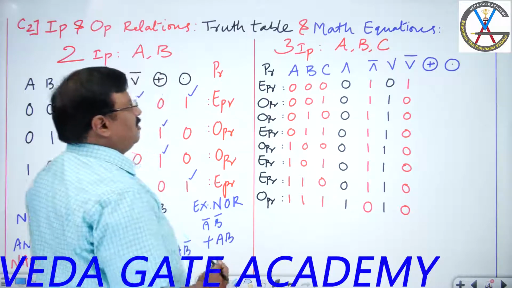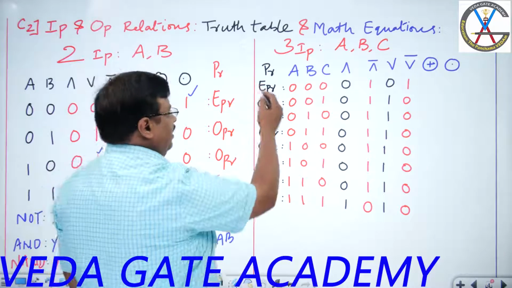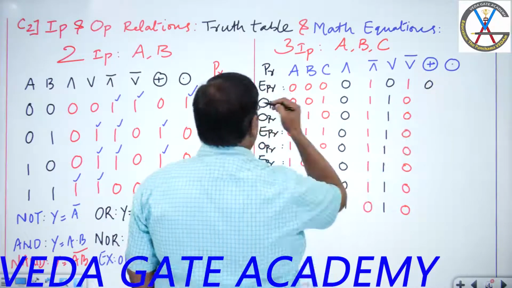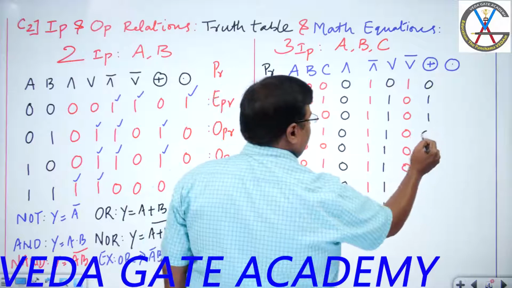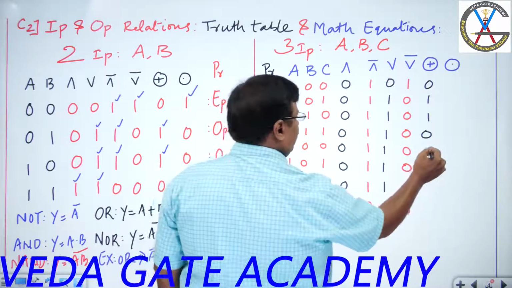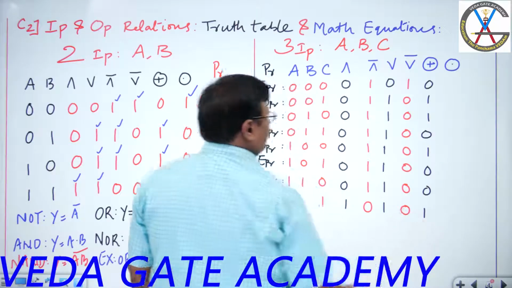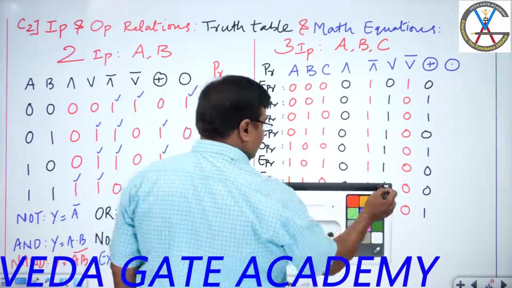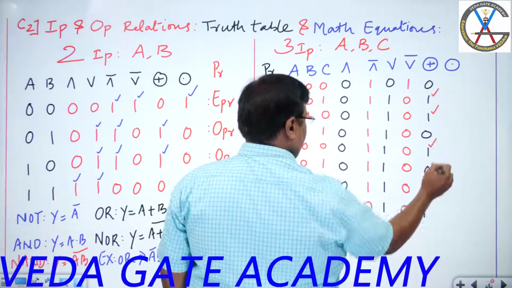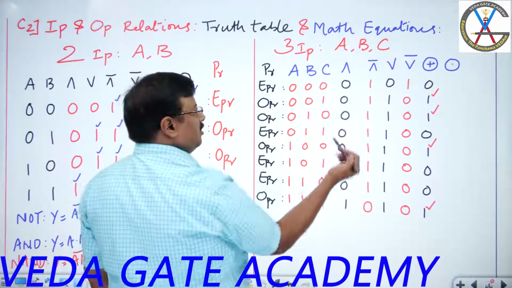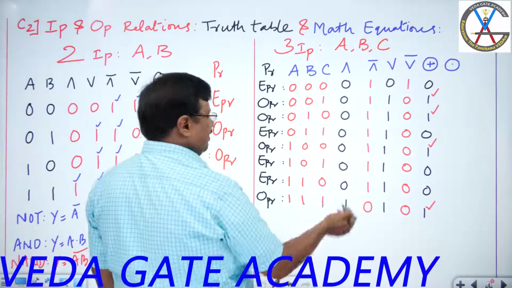So what is XOR? If there are an odd number of ones, output is 1; even number of ones, 0. First case even, so 0. Second case, third case odd, so 1. Fourth case even, 0. Then odd, 1. Even, even, so 0, 0. Odd case, 1. So where it is 1, just highlight: the inputs 1, 2, 4, 7, it is high.